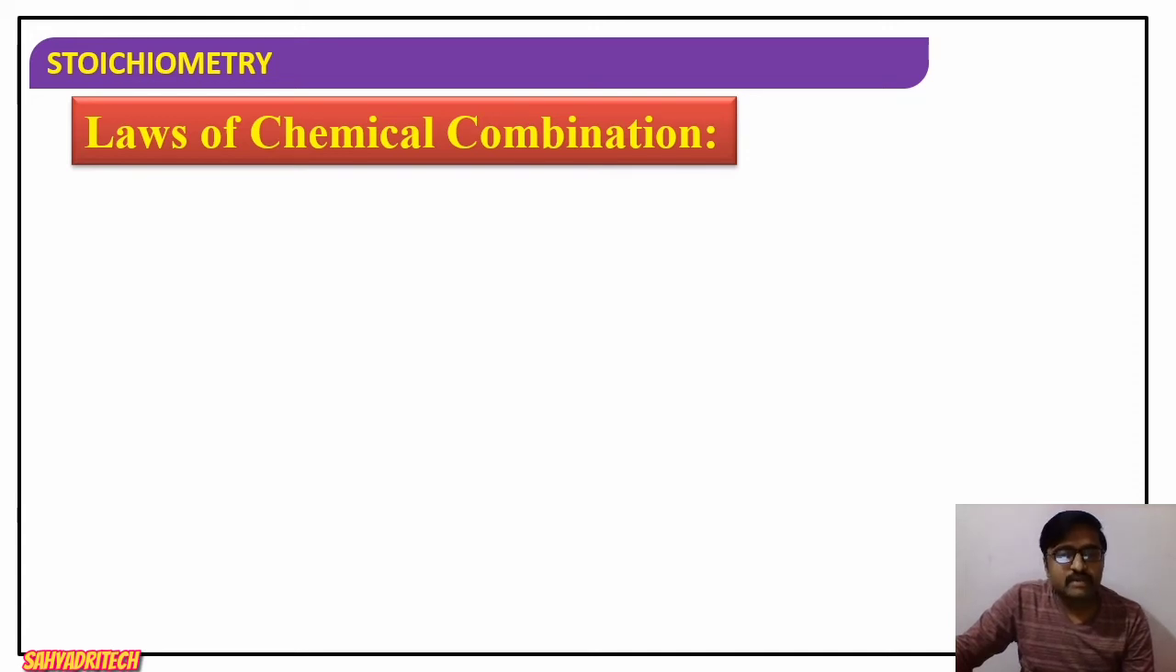What is the law of chemical combinations? So we know that matter exists in various forms, right? Matter exists in different forms. How is it possible? It is only because of the combination of elements. So whenever elements combine in different ratios, they result in different forms of matter.